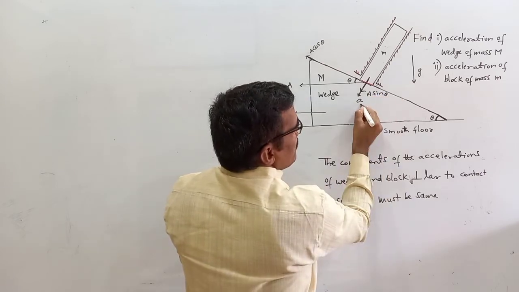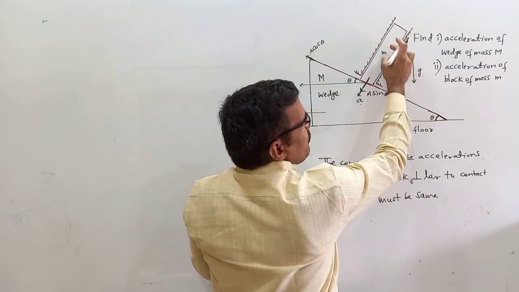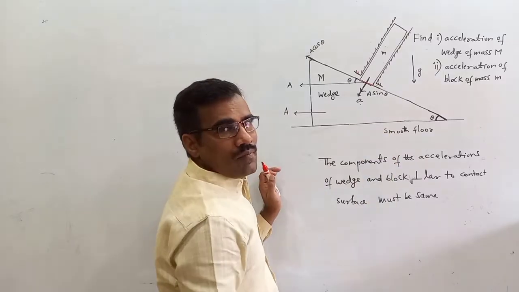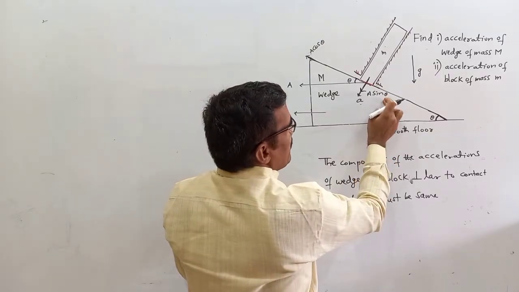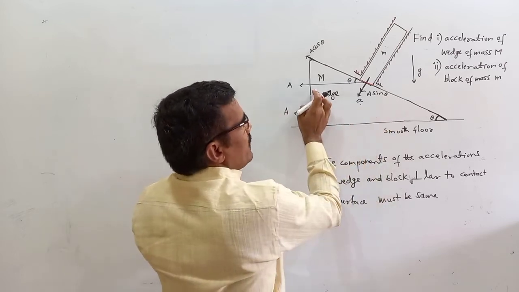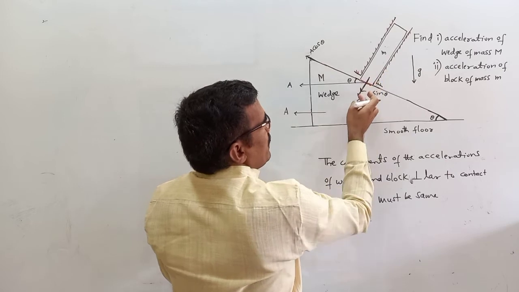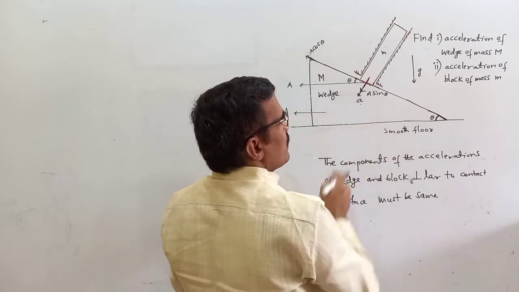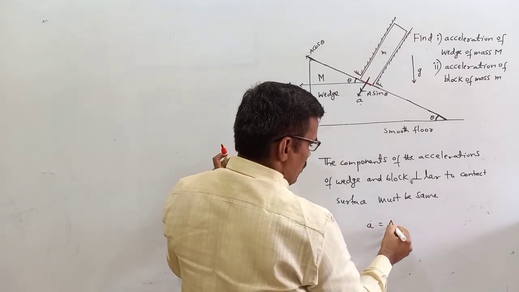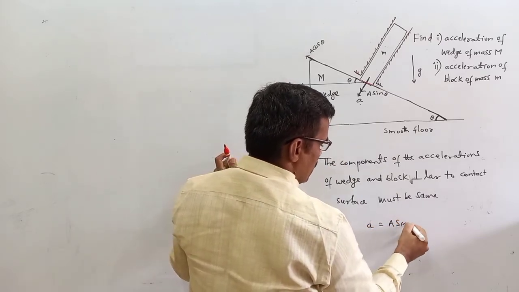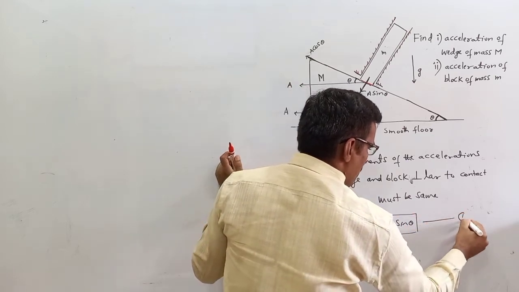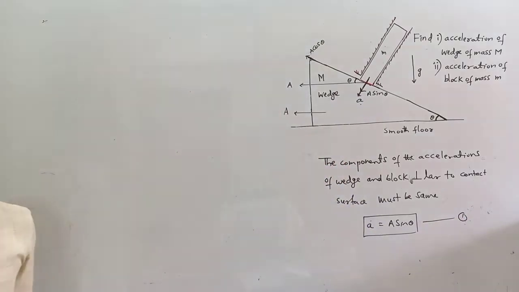Small a is the acceleration of small m perpendicular to the contact surface. Capital A sin theta is the component of acceleration of the wedge perpendicular to the contact surface. These are equal according to that definition. So small a equals capital A sin theta. This is the relation between small a and capital A. Up to this, okay.